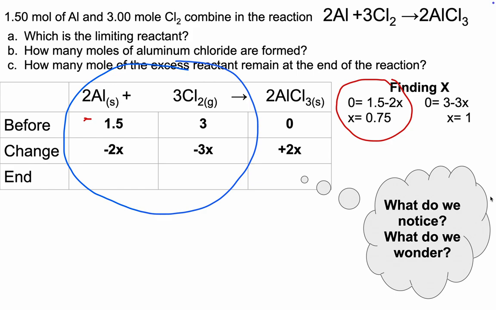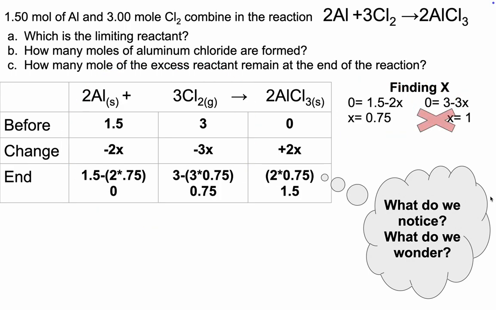And I'm doing the same thing for my chlorine. 3 minus 3x, set that equal to 0, and that is 1. Whichever number gives you the smaller x, that's the one you're going to use for your x. So I'm going to cross off the other one, because we cannot use that number. If I used 1, it would give me a negative amount of aluminum in the end, and that would not make sense. We are not going to be dealing with antimatter today. So I'm going to plug in my x values, and I get that my aluminum is what I run out of first.